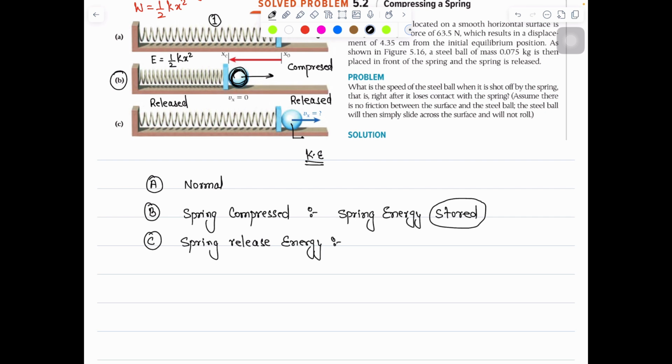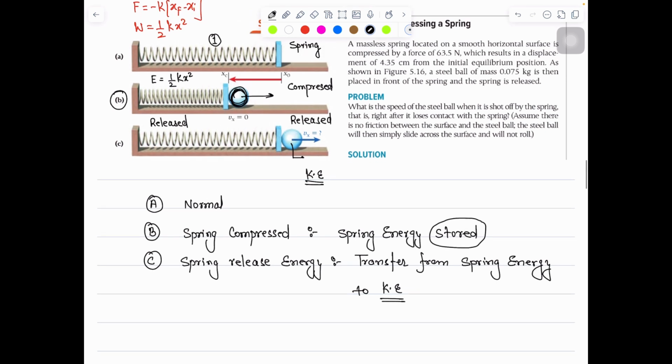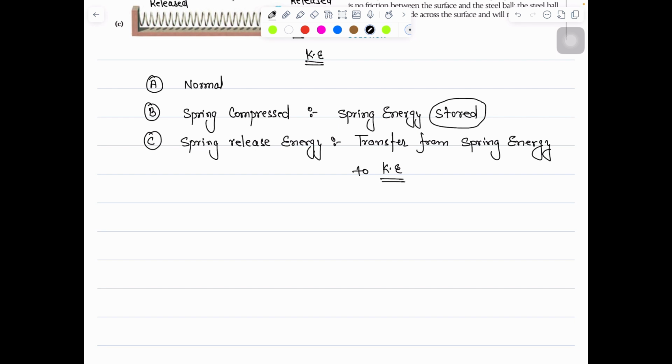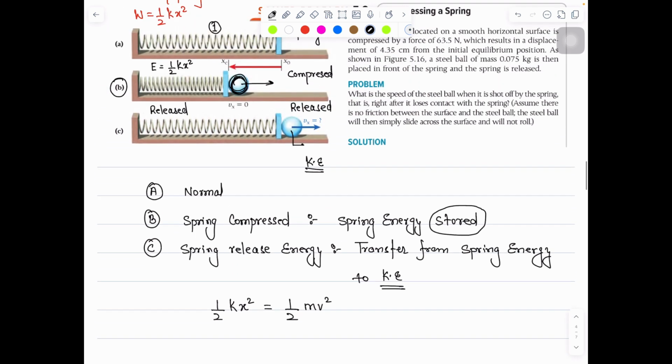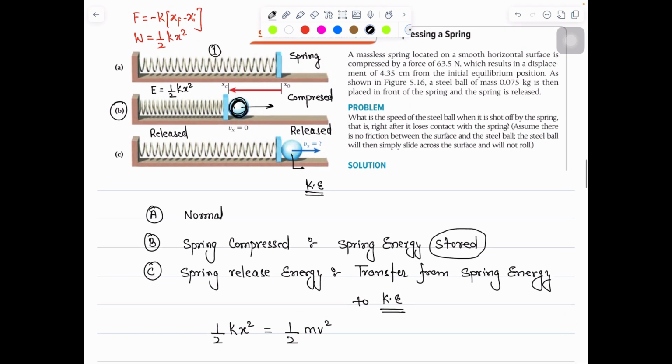So it is transferred from spring energy to kinetic energy. Why? The ball starts moving, yes or no? Sure. So can I say spring energy is transferred into kinetic energy? So spring energy half k x square is equal to half mv square. Yes or no? Finish. Your question is finished now. Just need to place the values and nothing else.